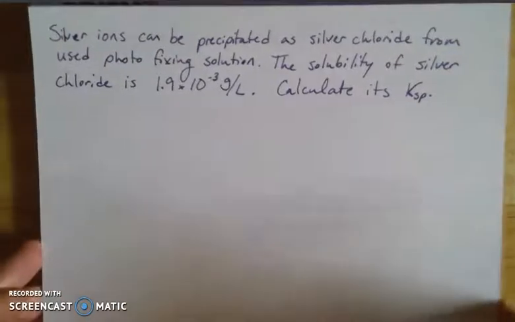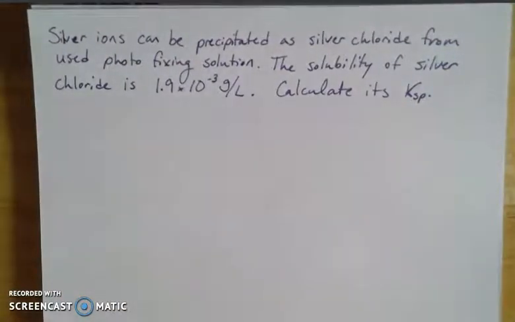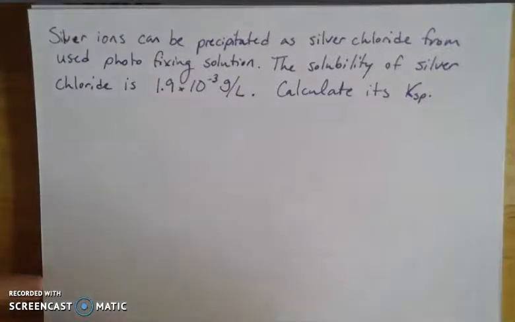So let's look at this problem. We have silver ions that can be precipitated out as silver chloride from used photofixing solutions. So this is kind of a cool fact. Old x-rays have silver in them, and actually some people have devised different ways to get the silver back out of old used x-ray film because the photofixing solution had some silver in it. So there's silver in old x-ray film that's just lying around. A lot of people, especially in medical records, will hang on to these x-rays for a very long time, and they're a good source of silver, which, oh, the irony.